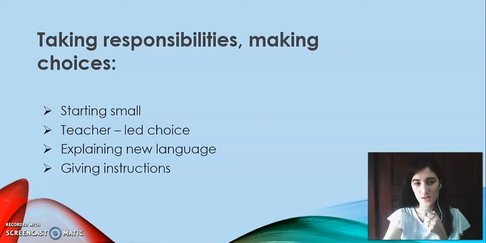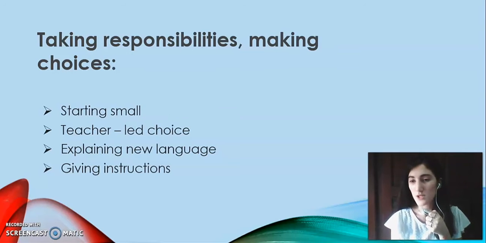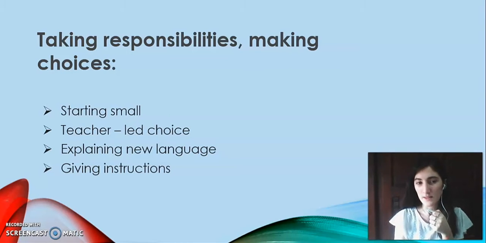Giving instructions. Sometimes giving instructions in a foreign language can be a little complex. So here we have a piece of advice. Try to explain using images, for example, and students will definitely understand.